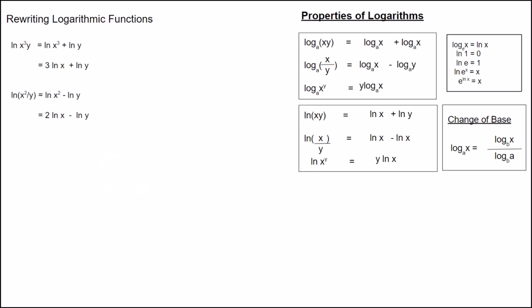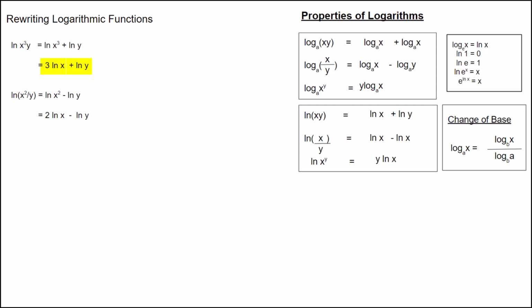Let's work a couple of similar problems, this time using natural logarithms. For this first problem we have natural log of x cubed times y. Using the analogous property that we used for base 10 logarithms, we can rewrite this as natural log of x cubed plus the natural log of y. And just like we did before, we can use this property to rewrite this as 3 times natural log of x plus the natural log of y.